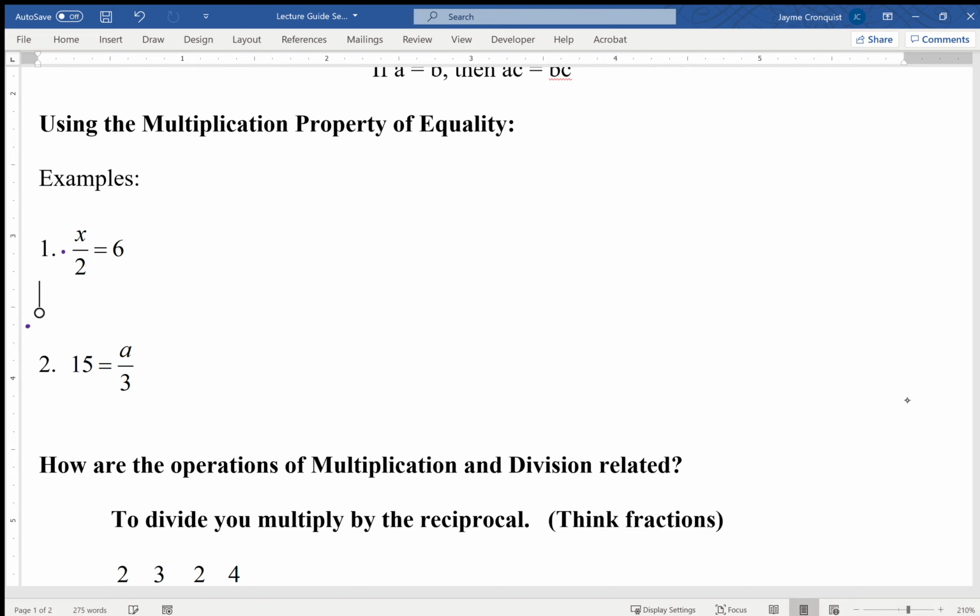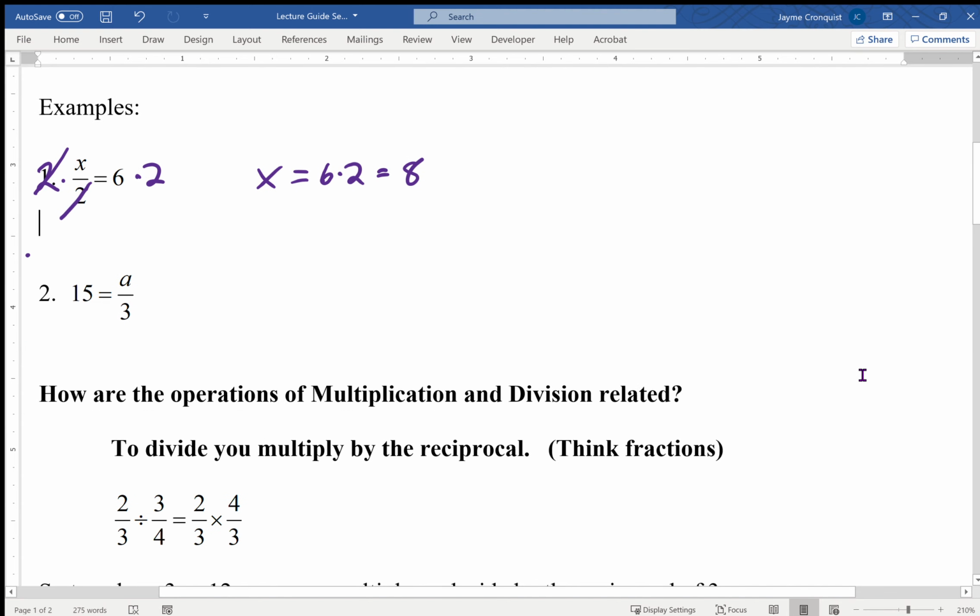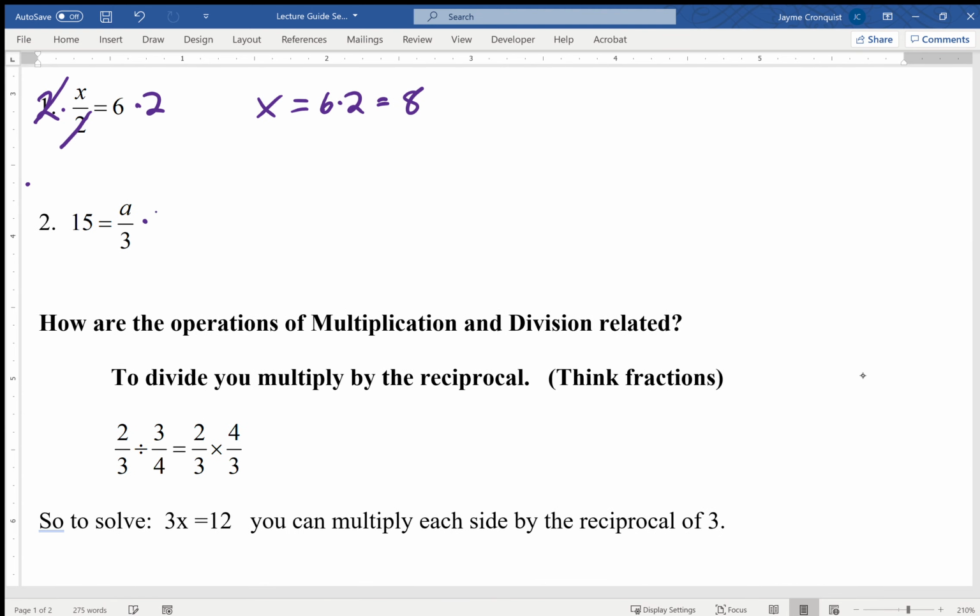I can multiply both sides by 2. And what that's going to do is I can now cross out the 2's on that side, leaving me with x equals 6 times 2, which is 12. On number 2, I can multiply both sides by 3. And I'm going to be able to cross them off here. I get 3 times 15 is equal to a, which is, what's 3 times 15? 45.